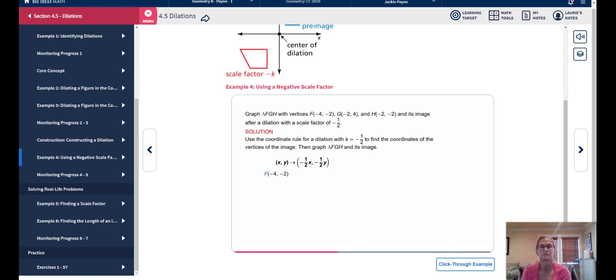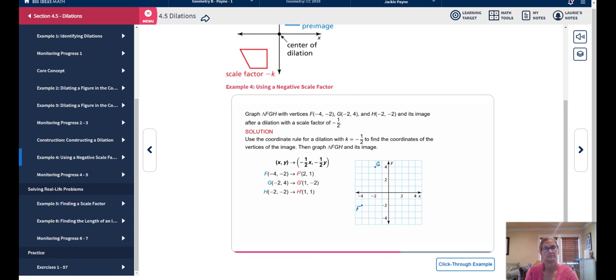So the point F(-4, -2) maps to the point F'(2, 1). The point G(-2, 4) maps to the point G'(1, -2). And the point H(-2, -2) maps to the point H'(1, 1). Graph triangle FGH with vertices F(-4, -2), G(-2, 4), and H(-2, -2). Use line segments to connect the vertices to form triangle FGH.